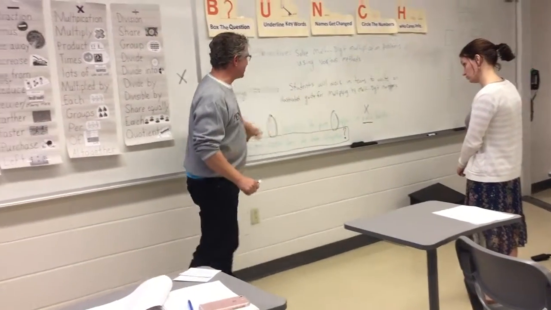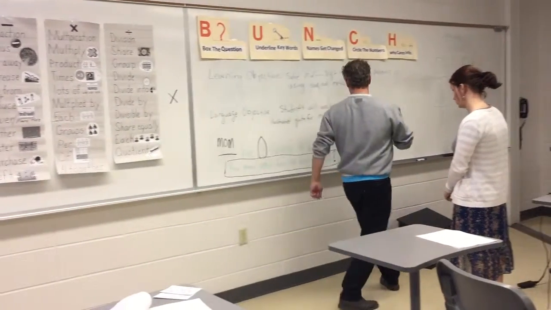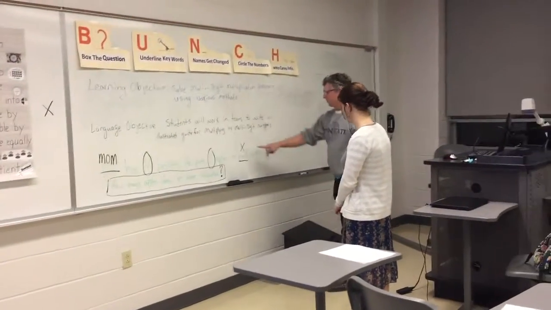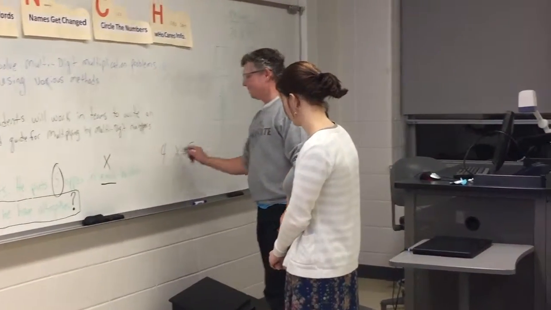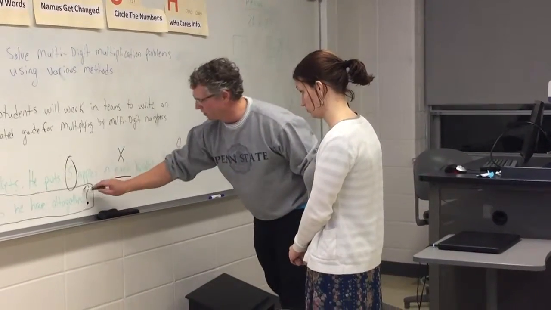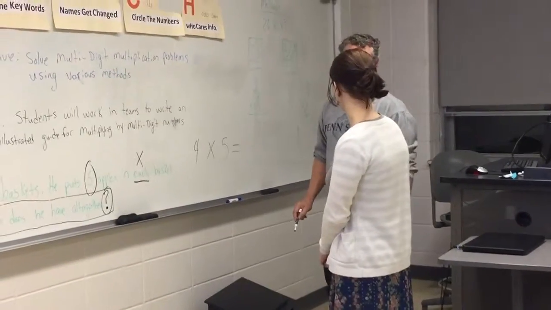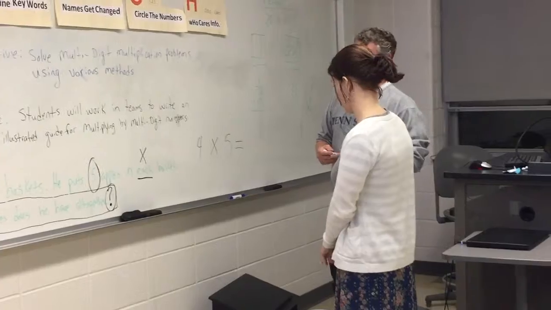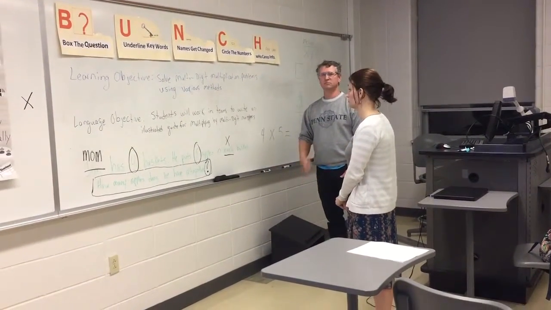So we can use this to write a sentence, a number sentence. Multiplication. 4 and 5 are the 2 numbers I circled. Equals. That's how we get through not being able to read a problem.